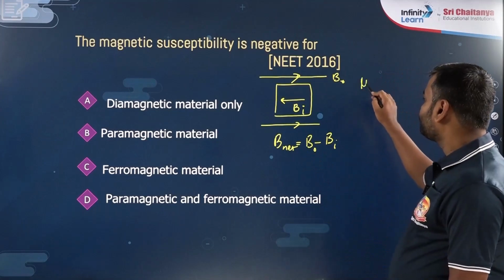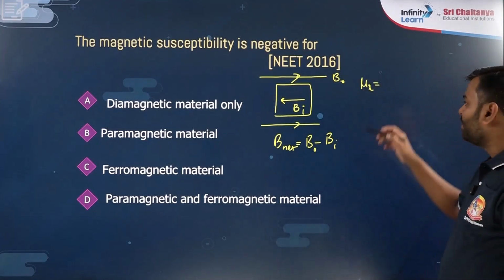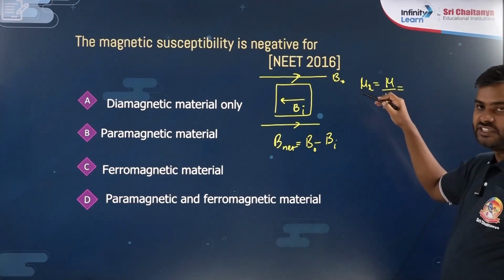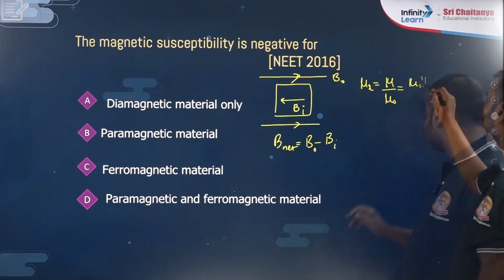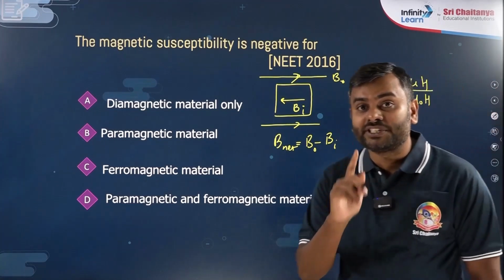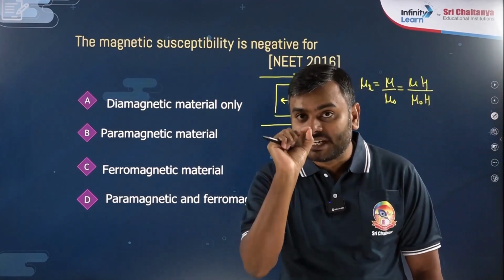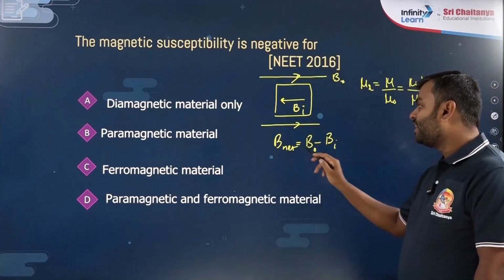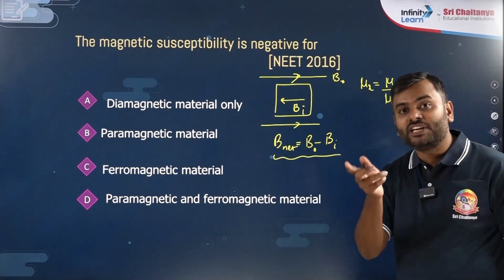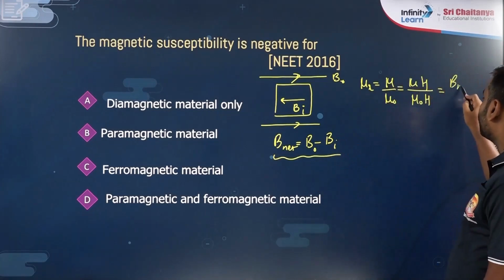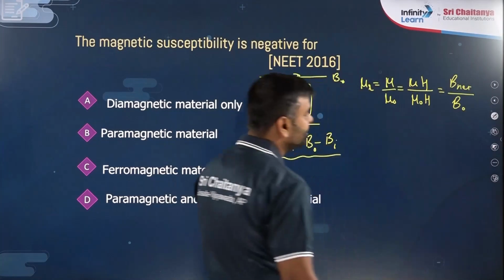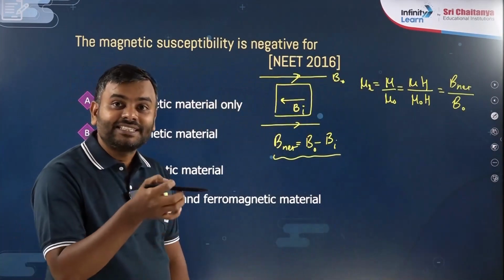Now we know that the relative permeability mu r is mu divided by mu naught. If we multiply and divide these two values by H, we get mu H divided by mu naught H. Mu H represents the net magnetic field present inside the material, which can be calculated using mu into H. So we can write B net divided by B external, because mu naught H represents the externally applied field.